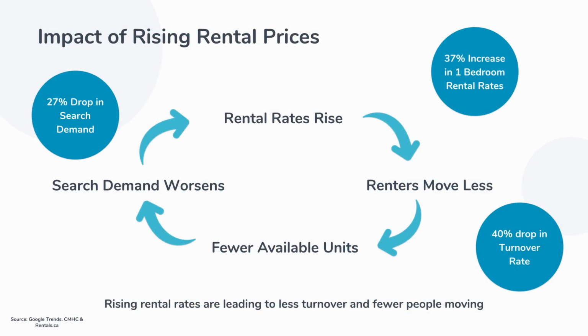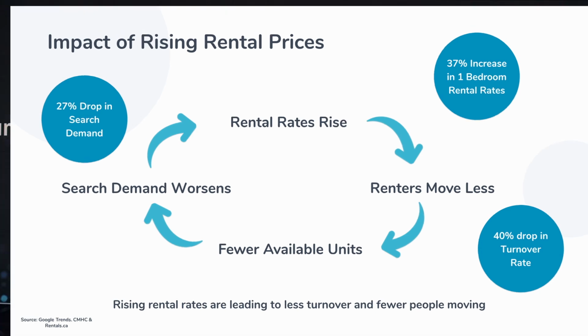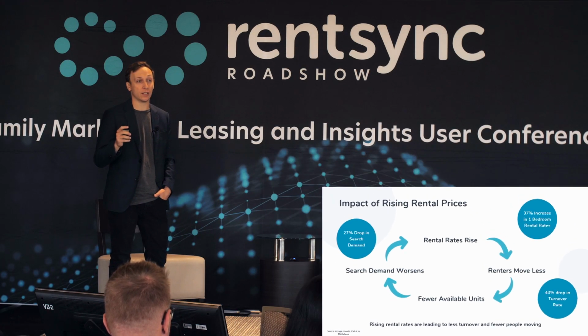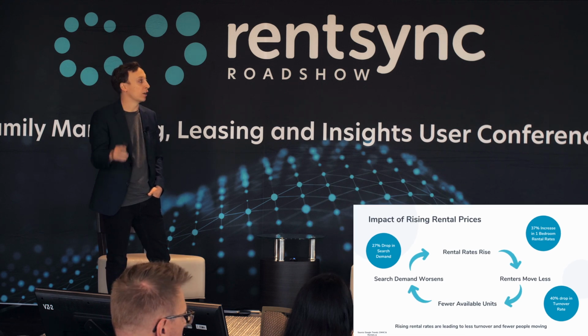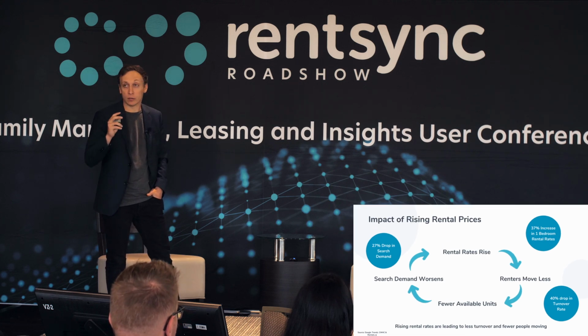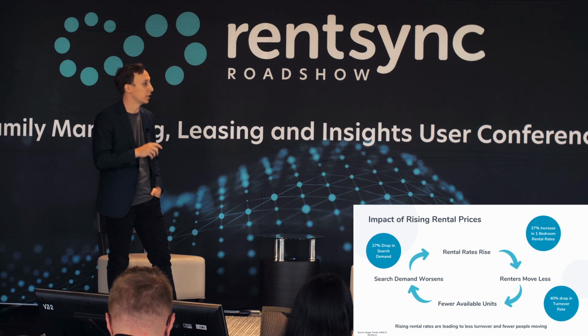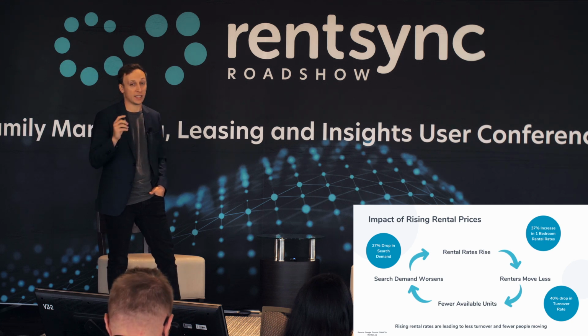So we can see rental rates have risen. Again, they've gone up 37%. That leads to renters moving less again. Turnover rates down 40%. That leads to fewer available units. And that worsens the search demand trend. Again, I showed that first one, search demand drops. That's people searching on Google for apartments and similar search terms has dropped 27%.